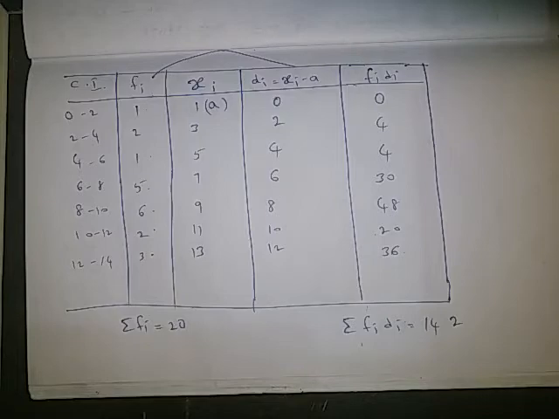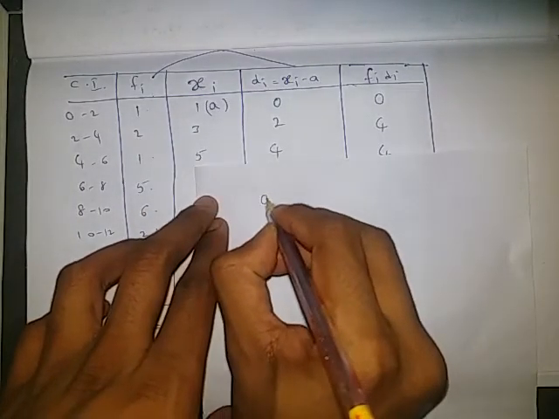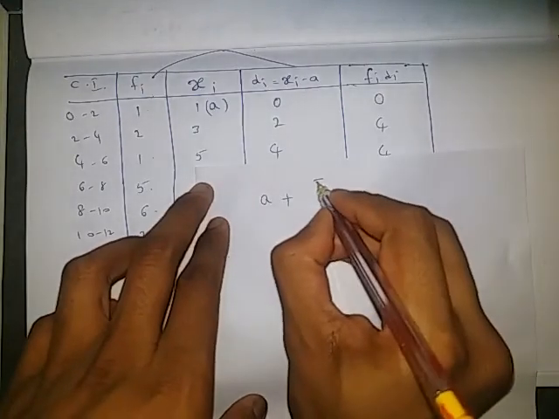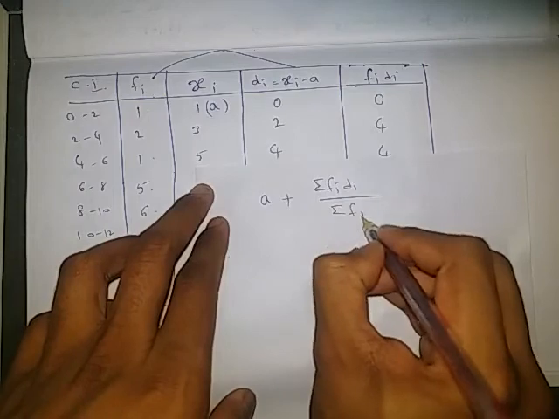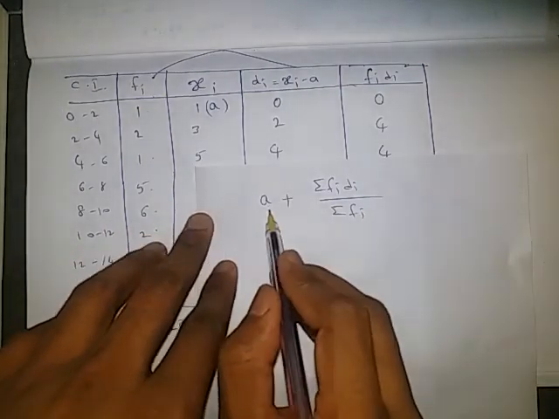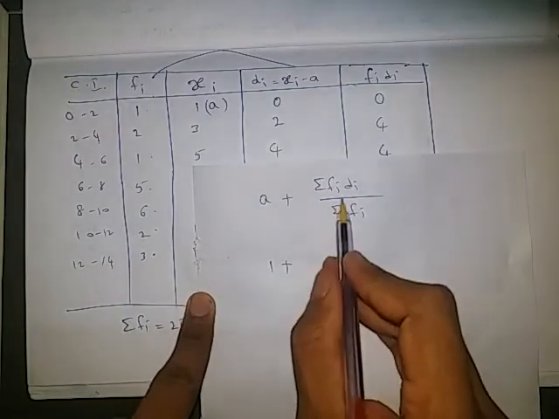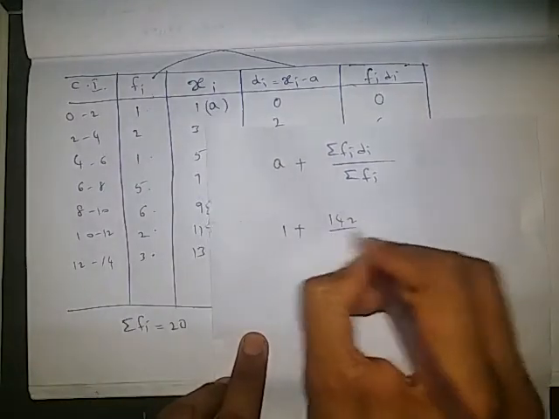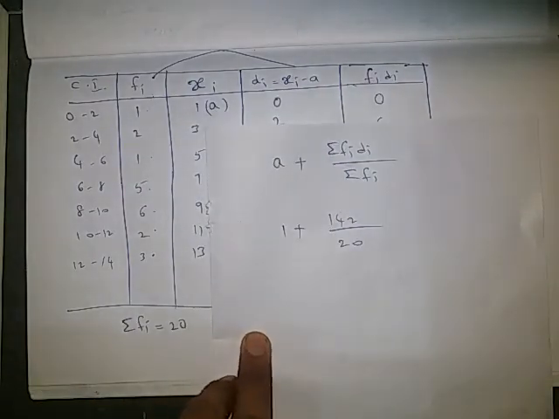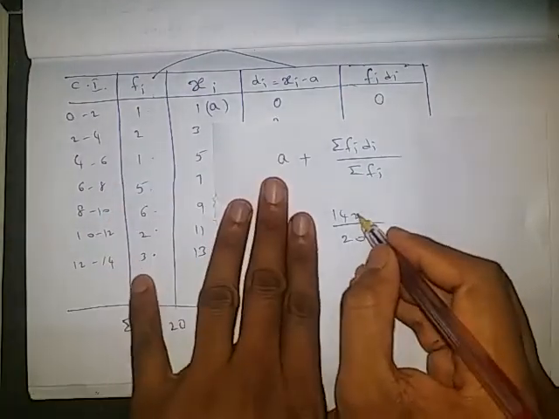Now what is the formula for the assumed mean method? The assumed mean method formula is a plus sigma fi di divided by sigma fi. A is nothing but the number which we assume, that is 1, plus sigma fi di, the addition of the total of the last column, that is 142, divided by 20.